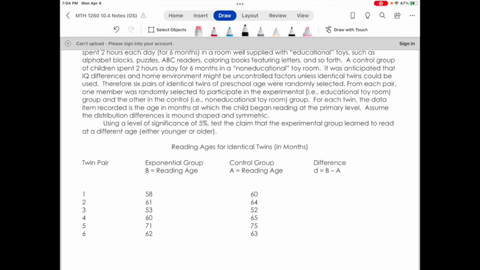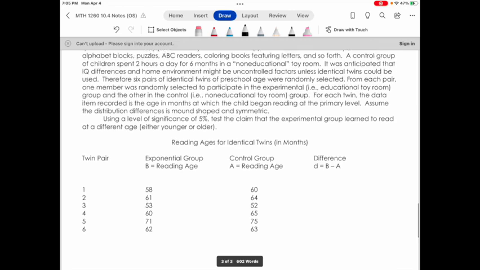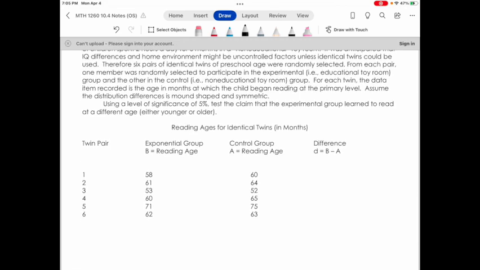It was anticipated that the IQ difference and home environment might be uncontrolled factors unless identical twins could be used. Therefore, 6 pairs of identical twins of preschool age were randomly selected. From each pair, one member was put in the room with the educational toys and one twin was not. We're going to use a level of significance of 5% and test the claim that the experimental group learned to read at a different age, either younger or older.